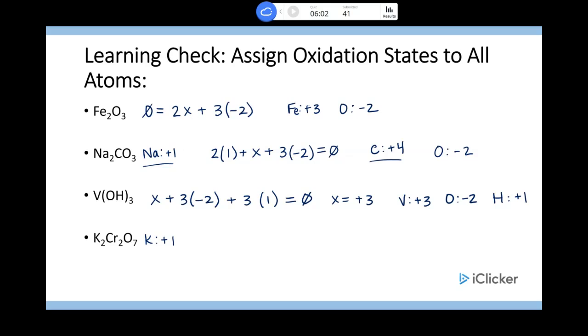Last example here, we have 2 potassiums with a +1 oxidation state, 2 chromiums, which we don't know the oxidation state for, so we need 2x because we have 2 chromiums, and then 7 oxygens, 7 times the oxidation state of oxygen, which is -2. Set all of that equal to 0, and you will calculate x is equal to +6. So chromium +6 and oxygen -2.